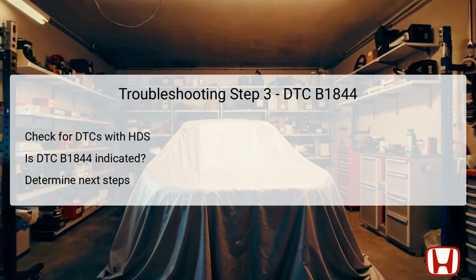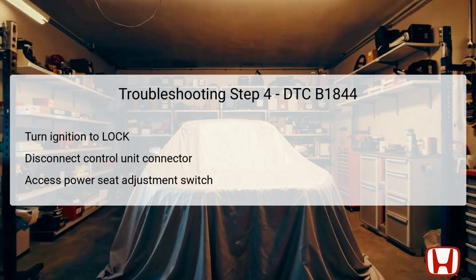In such cases, checking for any loose or poor connections would be a good practice to ensure reliability and long-term functionality. But once it is confirmed that DTC B1844 is still indicated, turn the ignition switch back to the lock position, or 0, to ensure that all electrical systems are fully powered down before performing any service work.